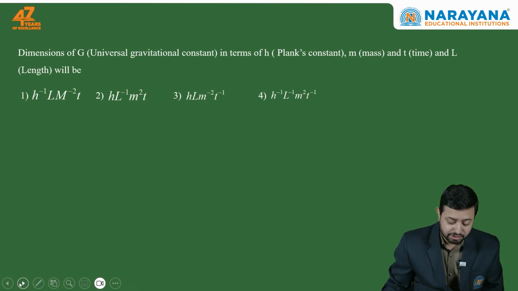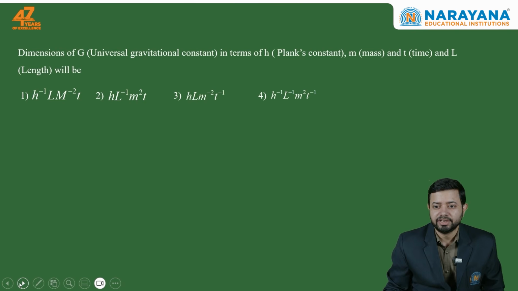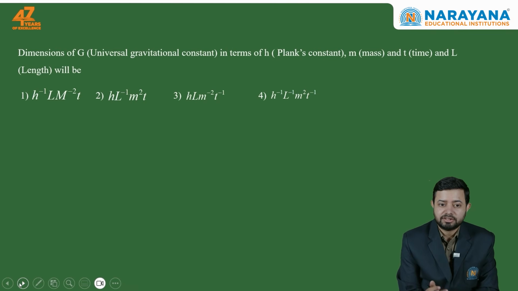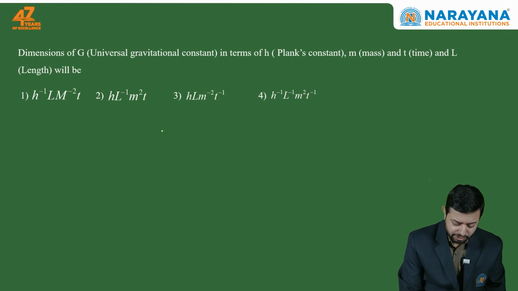Dimensions of G in terms of h, m, c and l. See, you can go by the basics of the formula of G, which will be G m1 m2 by r square, but that is not required because there you have Planck's constant also, right? So I would say go by the formula which resembles the energy, which involves the h also, right? So what is the formula of the energy in the gravitational case? We have the formula which is G m square, or some m1 m2.